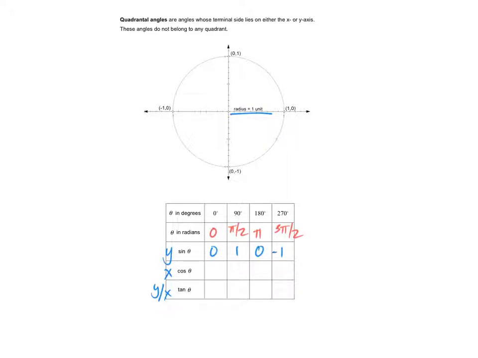270 degrees. For our cosine values, when theta equals 0 degrees, x is exactly 1.